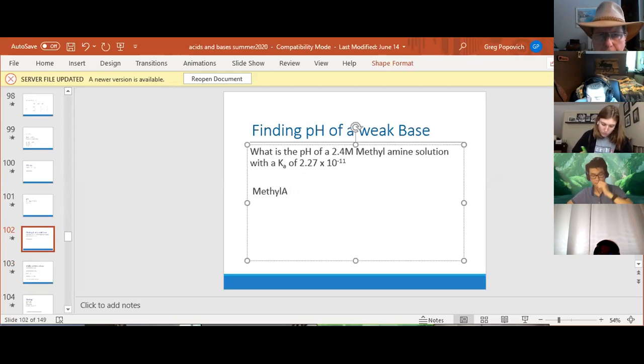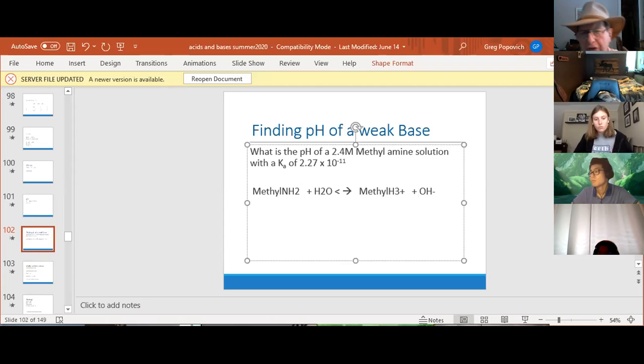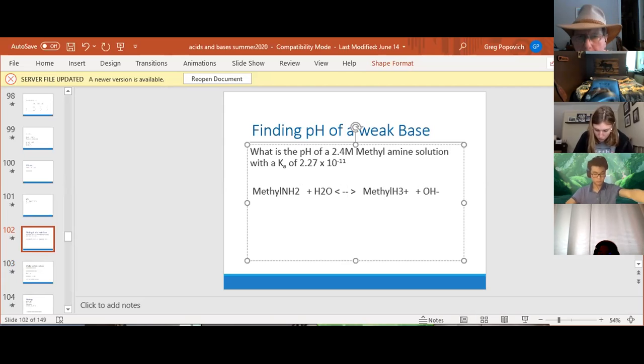Okay, what happens is at the very end, I'm going to draw it like this, guys, because this is what's happening. That is methylamine. This is how the OH gets generated with methylamine. All right, it's an equilibrium.